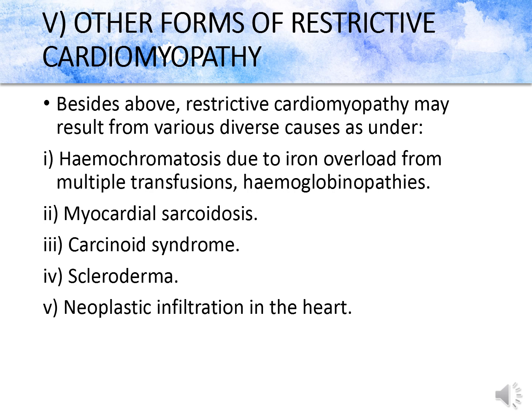Other forms of restrictive cardiomyopathy, you must also remember them. Restrictive cardiomyopathy may result from various diseases like hemochromatosis due to iron overload from multiple transfusions, for example, or in case of hemoglobinopathies. Myocardial sarcoidosis may result in cardiomyopathy. Carcinoid syndrome, scleroderma, and neoplastic infiltration in the heart may also cause the symptoms of restrictive cardiomyopathy.